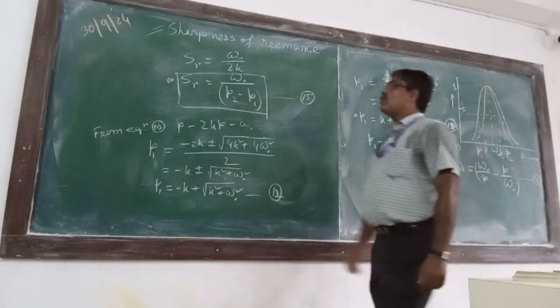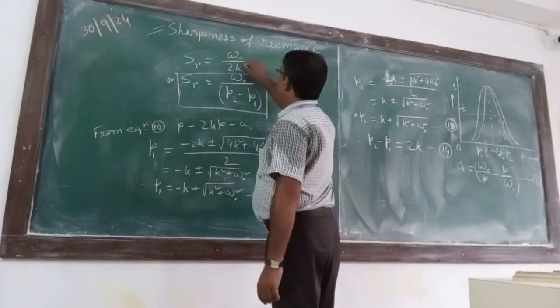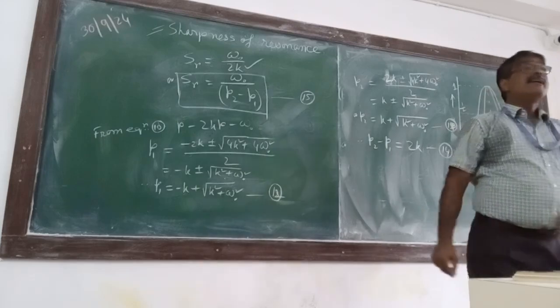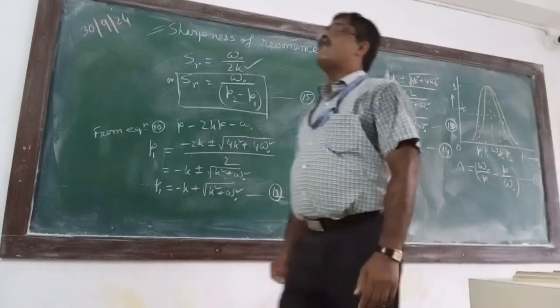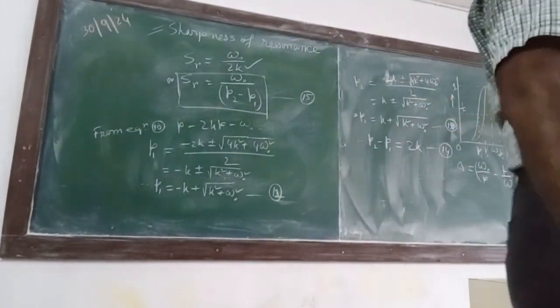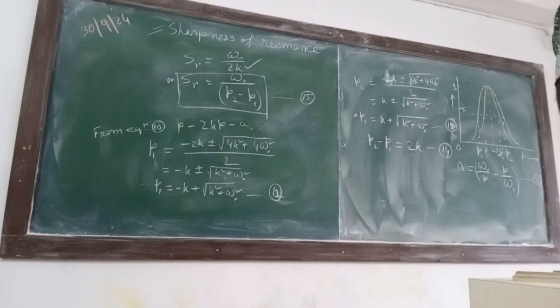So from here you can also see that, what is 2k? 2k is the damping force per unit velocity per unit mass. That is the damping force. So we know that as the damping force decreases, the quality of the vibration increases. Here also you can see that as the damping force decreases, the sharpness of resonance also increases.